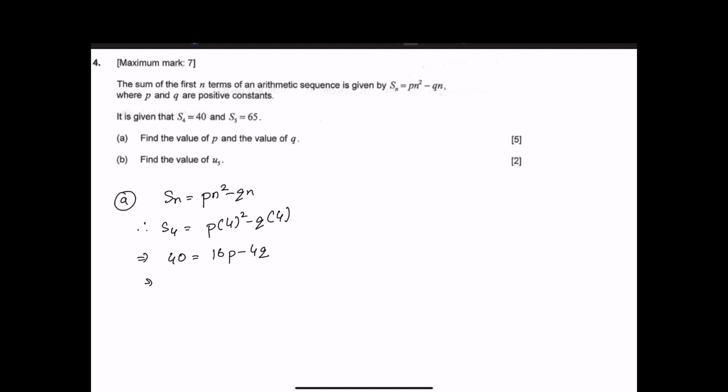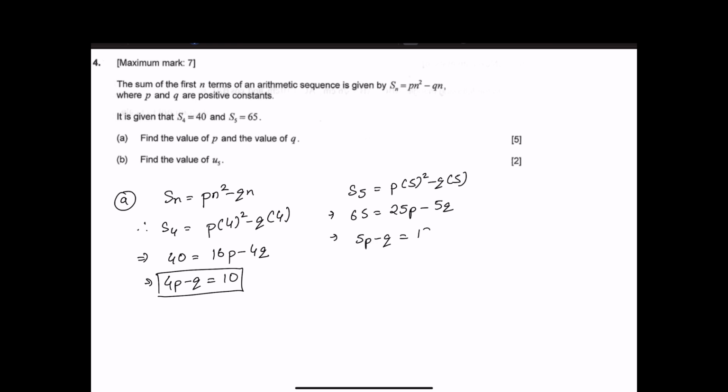I can take out 4 from the right hand side and divide the left hand side with it. So we'll be left with 4p minus q equals 10. This is one equation. And another thing is S5 is 65. So S5 would be p of 5 square minus q of 5. So 65 equals 25p minus 5q. So again, I can take a 5 common. I can write 5p minus q equals 13. So we have two simultaneous equations and two variables, so we can definitely solve for P and Q.